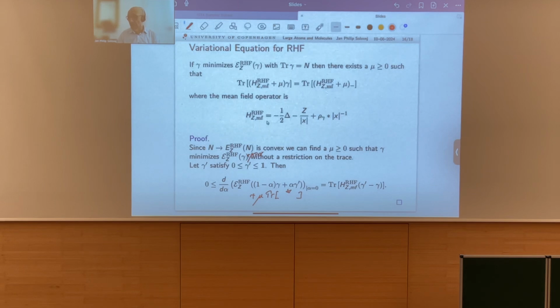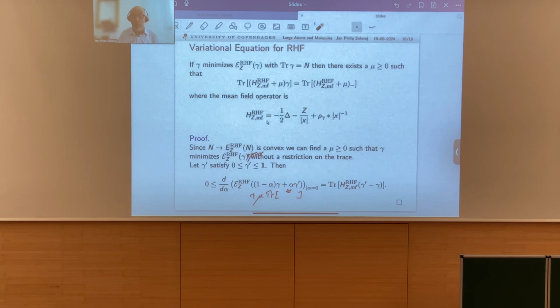But then I use the fact that if I have another gamma, a gamma prime, then, because of all the mistakes I made, forget the mu, think of the mu being 0. You want to say that if you look at the combination 1 minus alpha gamma plus alpha gamma prime, this is a new one-particle density matrix, and you must have the minimum when alpha is equal to 0. So when I take the derivative of this at alpha equal to 0, it must be greater than or equal to 0.